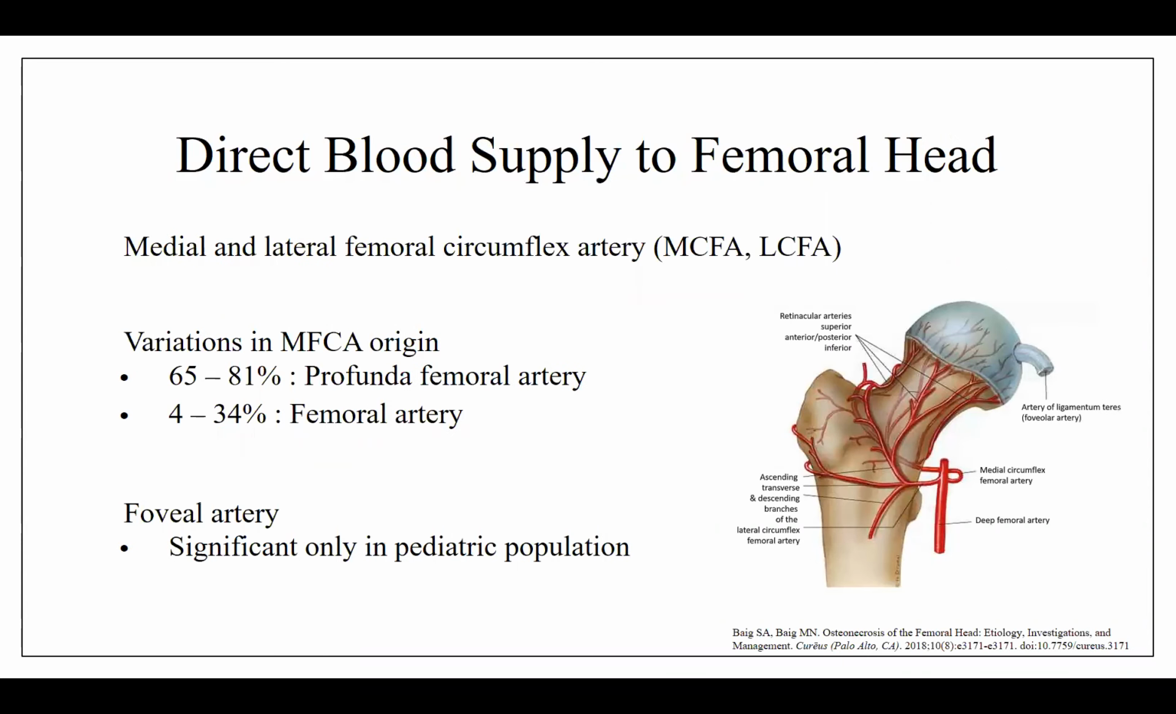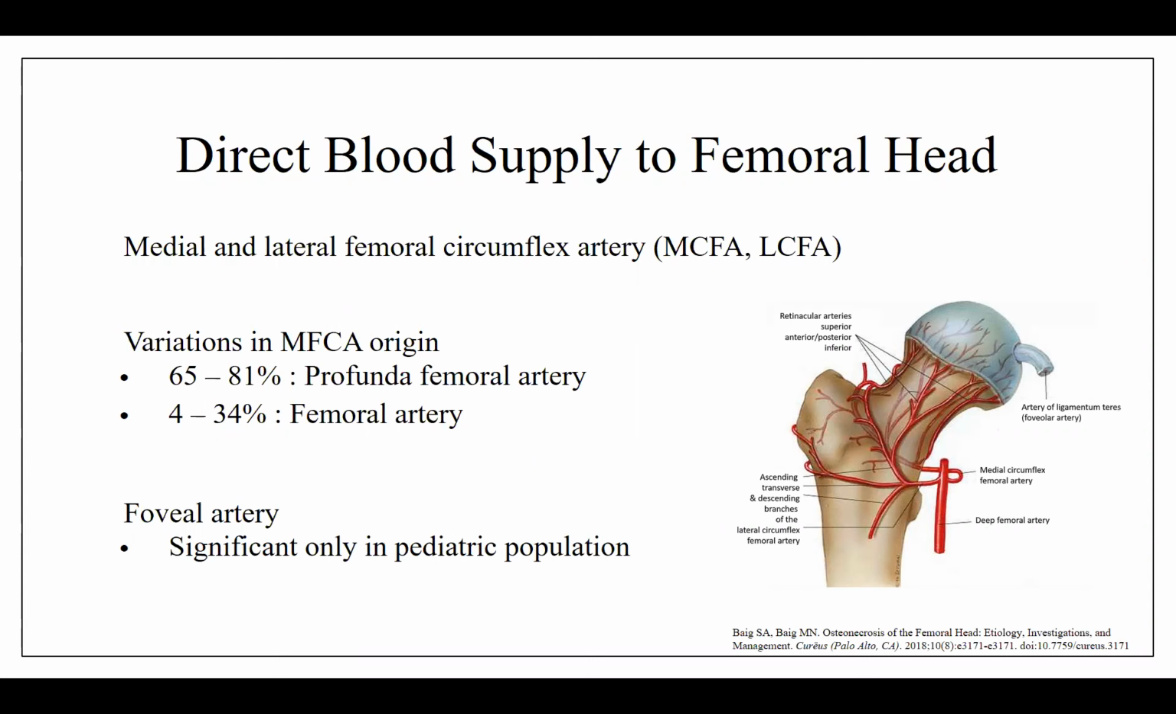This is the major direct blood supply to the femoral head. As we can see, the most common are the medial and lateral femoral circumflex arteries, which often anastomose around the femoral neck and give off small retinacular arteries that then perfuse the femoral head even further.